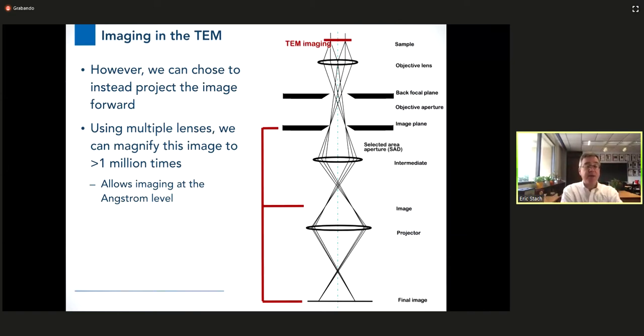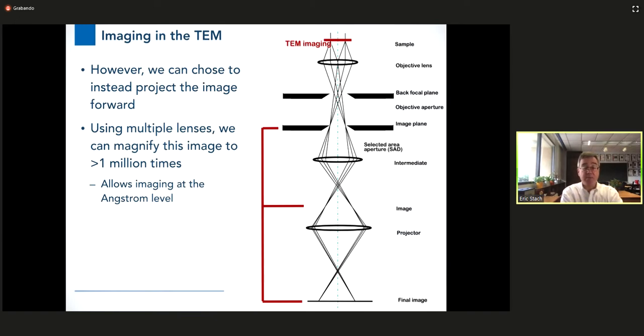And so as a result, we can take an image of our sample and the electron interactions within our sample. Because we have 1, 2, 3, 4 lenses in that set of magnifying lenses, we can vary the magnification from, as I say, 50,000 times up to 1,000,000 times or more.